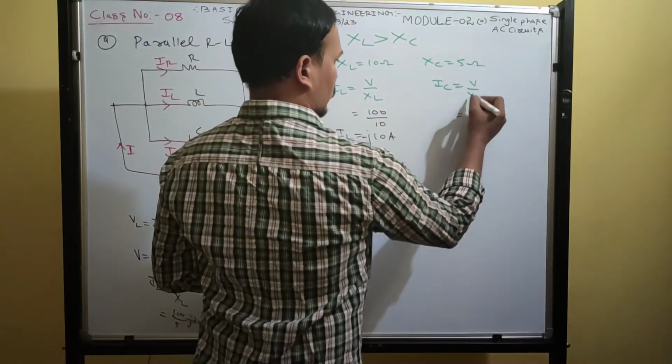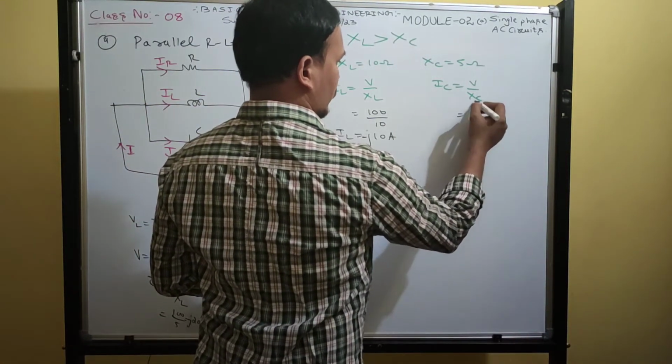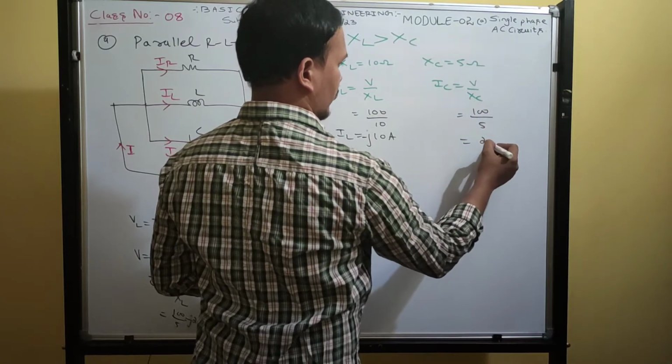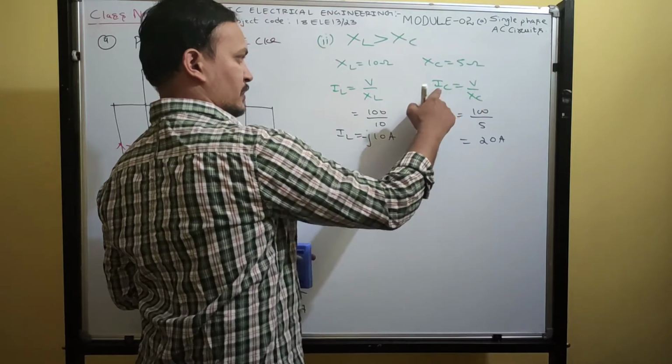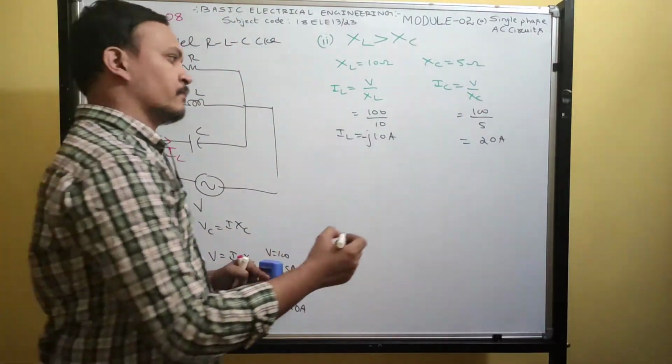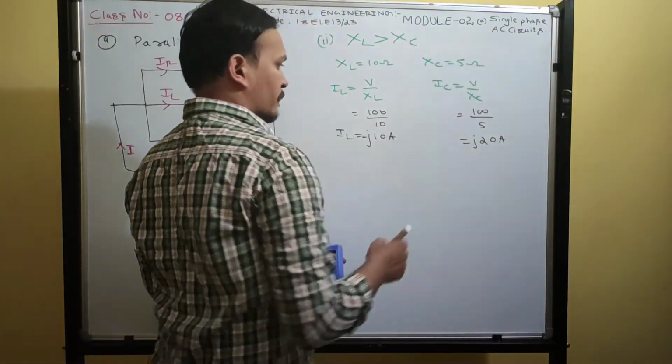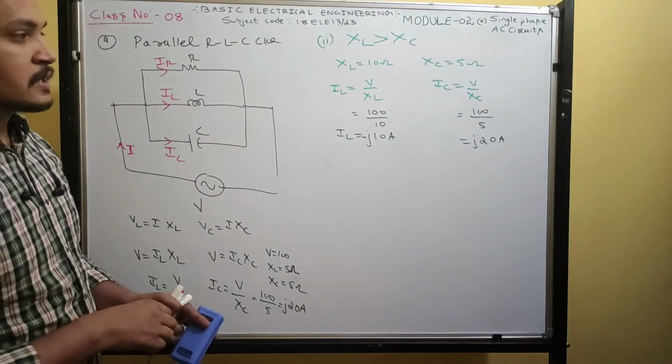The next voltage you take 100, XC 5 ohms. So you get how much? 20 ampere. But capacitor, with respect to voltage, capacitor current leads by 90 degree. So you write plus J. Now you can easily draw the phasor diagram.